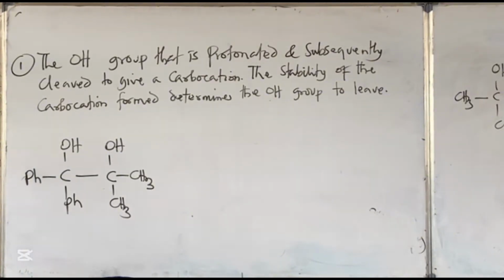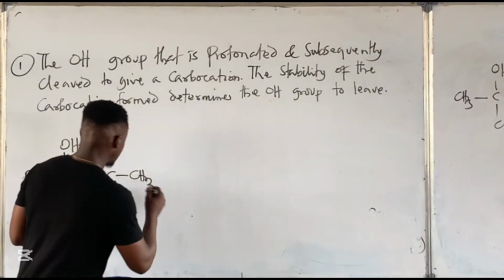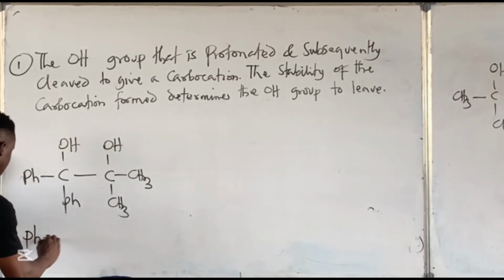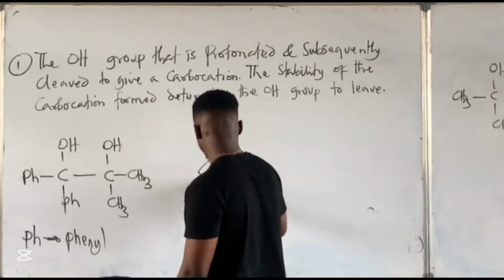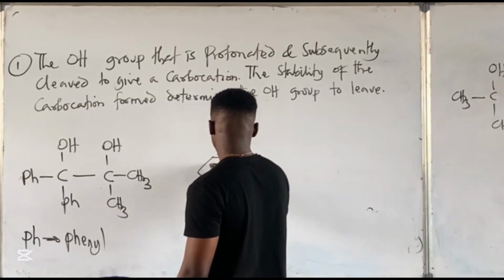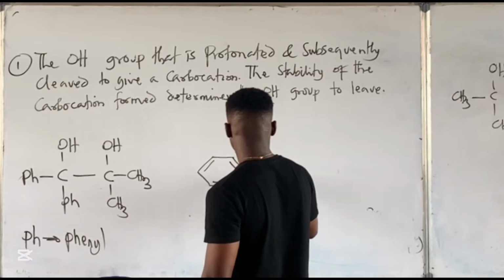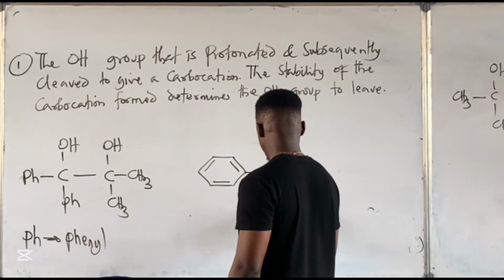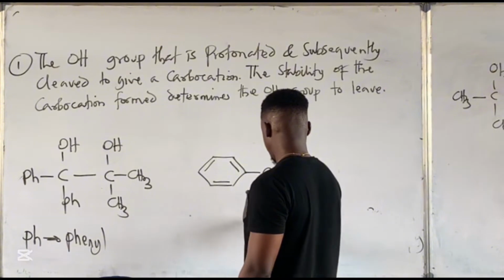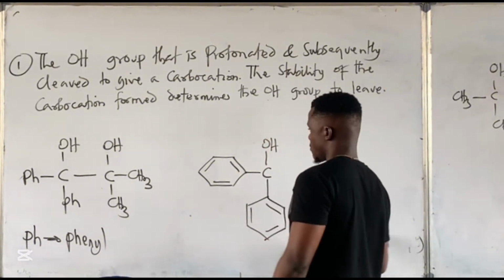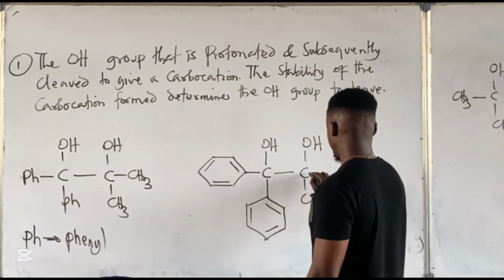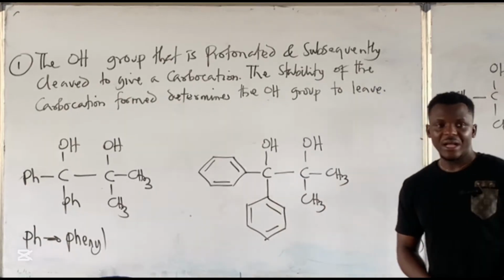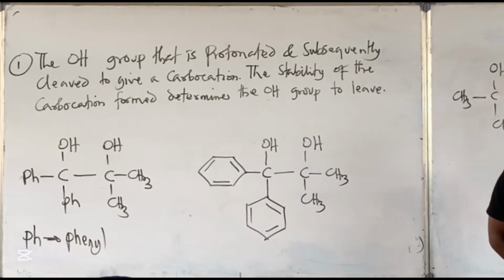All right. Now this Ph means phenyl, this phenyl. So I can write this to show us now we have this. Now the big question is which of these two OH would be protonated?